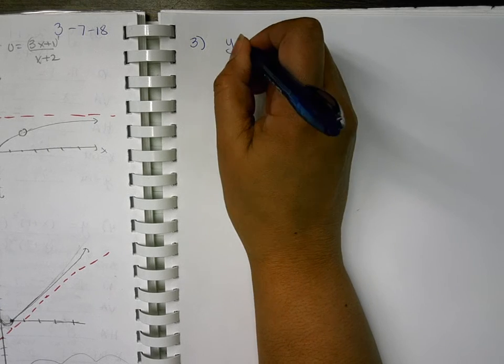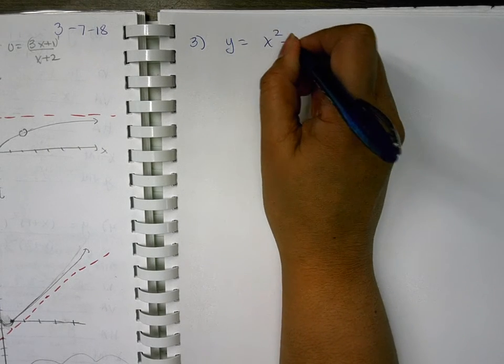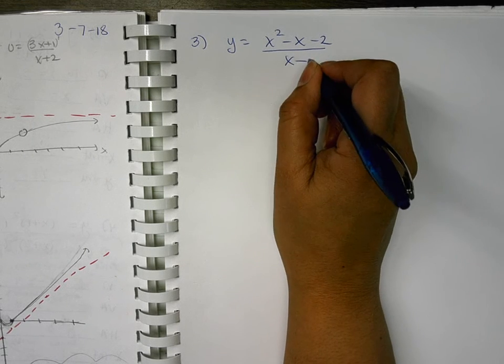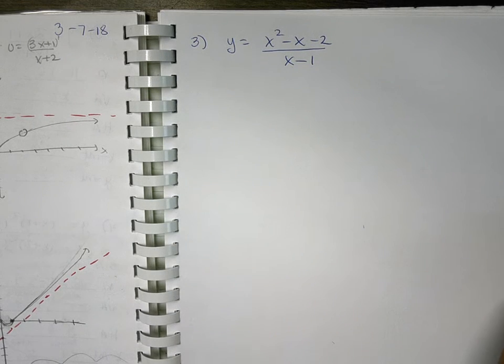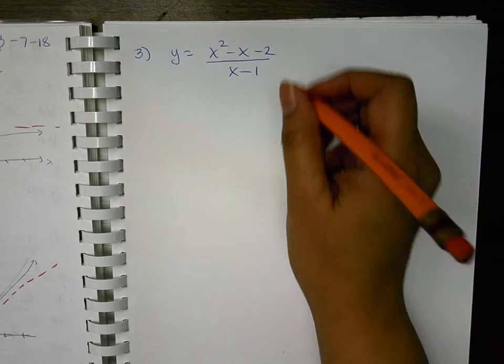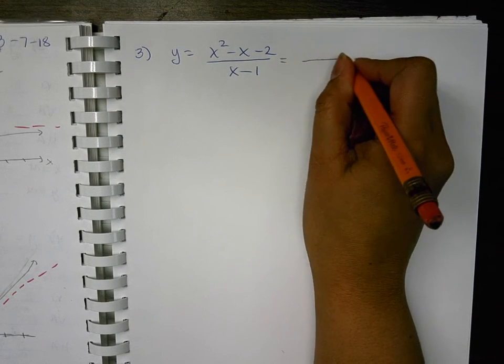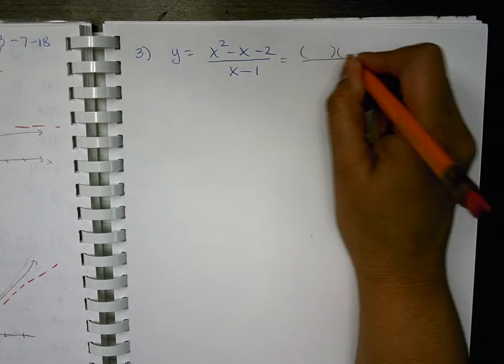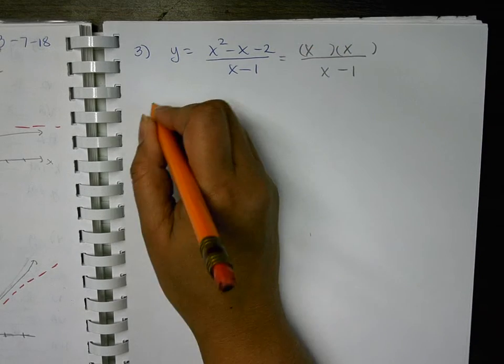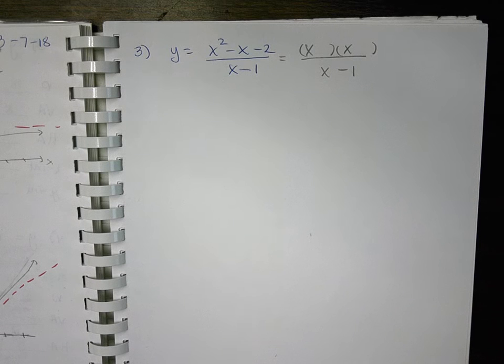y equals x squared minus x minus 2, all over x minus 1. First thing you should check is if it factors, because sometimes it does reduce and that does make a difference in how you do things. So go ahead and factor it quickly. Tell me when you have it factored.